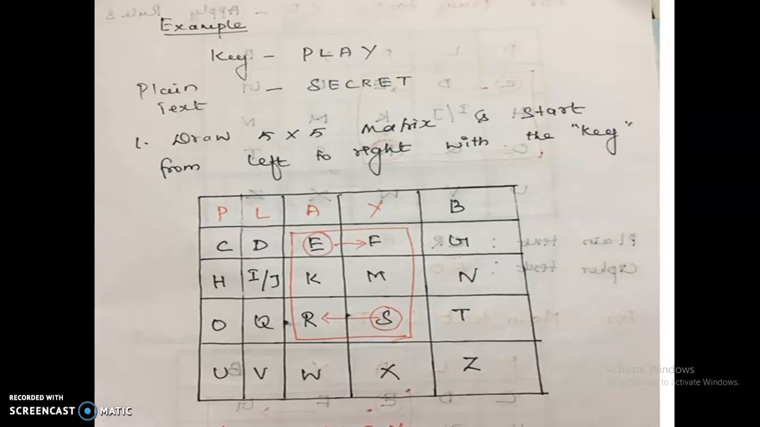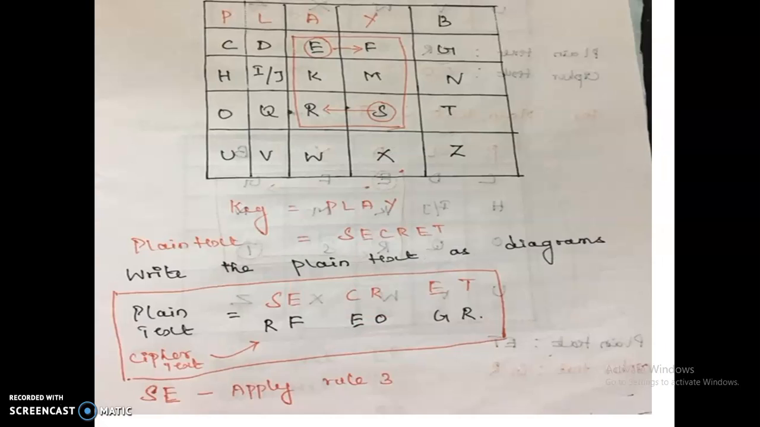You have to fill the matrix with the keyword, and after that you have to separate the plain text into the diagram. So the first letters in the diagram are S E, C R, and E T. Okay, so first S E.